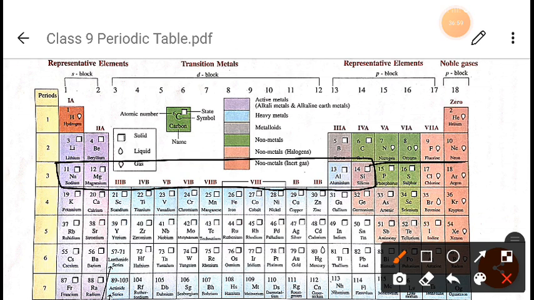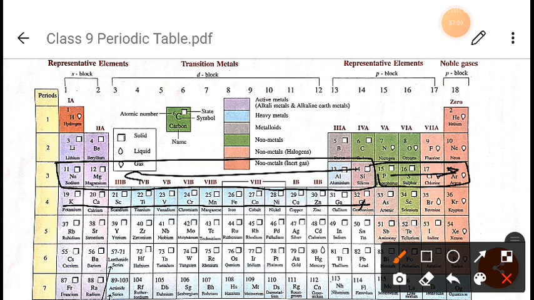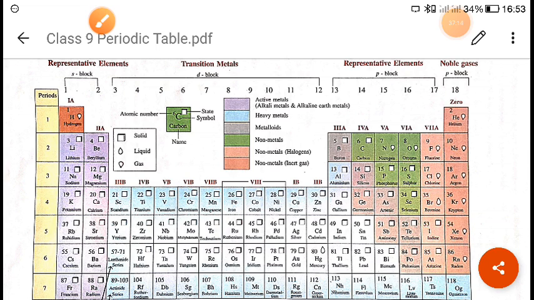After that, the reactivity will increase, okay. From here to here, reactivity will increase, but here to here, the reactivity will decrease. In the same way, if we are moving from here to here up to this, the reactivity will decrease, and after that, from here to here, the reactivity will increase, right. So I hope you have understood this.